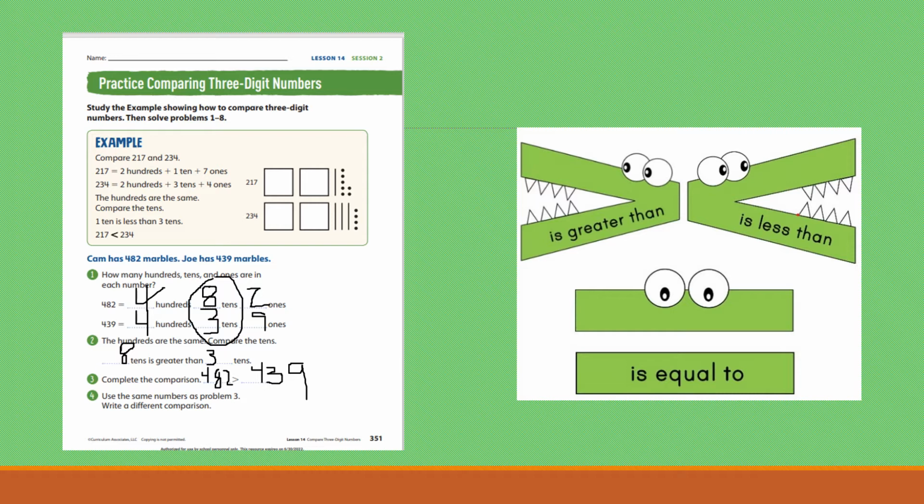It says use the same numbers as problem 1, but write a different comparison. Well, that's easy. I can say now 439, get that 9 in there, is less than 482.